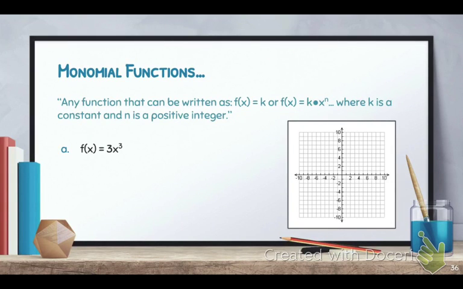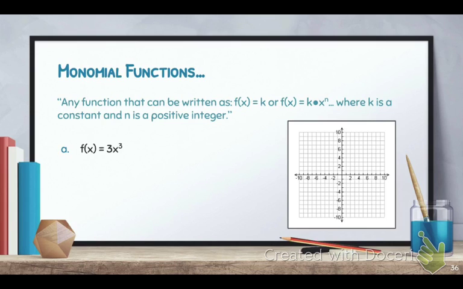Okay, so how do we graph monomial functions or even know if they are a monomial? So here I have f of x equals 3x to the third power. Now remember, anything that can be written in the form of k times x to the n power, some power, is a power function, right? In order to make it a monomial, there can be only one x term.